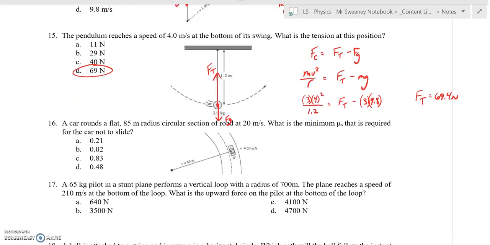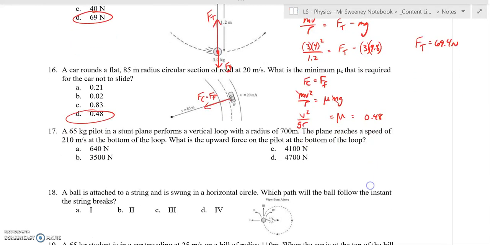16. The car runs a flat 85 meter radius circular section of road at 20 meters per second. What's the minimum mu for the car not to slide? So, your force towards the center of the circle, your centripetal force, is friction. So mv squared over r equals mu times the normal force, which is also mg for this car because it's on a flat surface. Cancel out. So mu, if you move the g to the other side, is v squared over gr, which is 0.48.